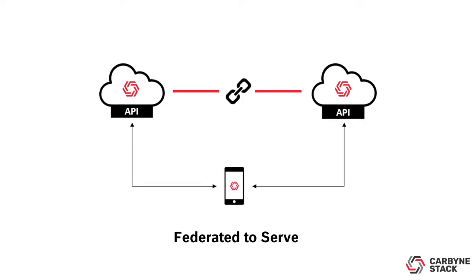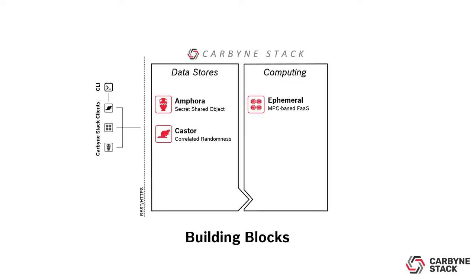In the following, we refer to MPC parties as virtual cloud partners, VCPs, that jointly provide MPC services in a virtual cloud. Building blocks. Each VCP hosts an instance of the Castor, Amphora, and Ephemeral services, which provide data storage and processing functionalities. All services provide REST interfaces that can be accessed by the respective clients, which are also bundled within the Carbyne Stack command line interface.